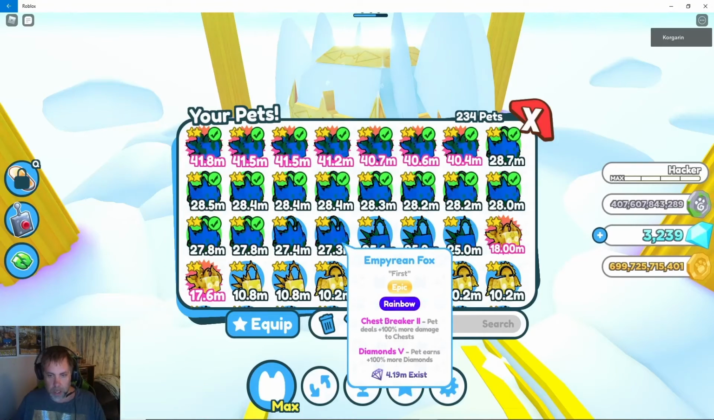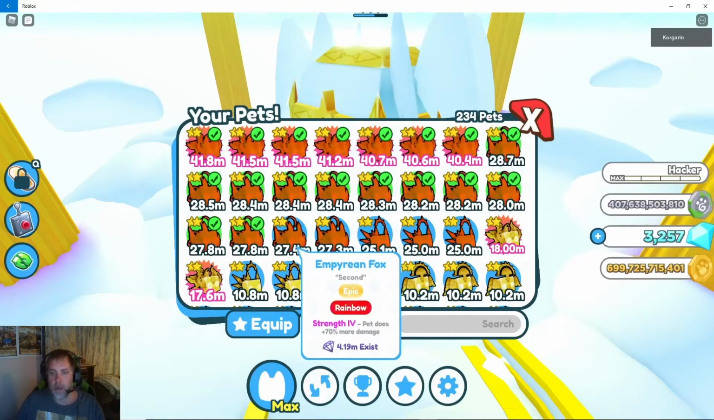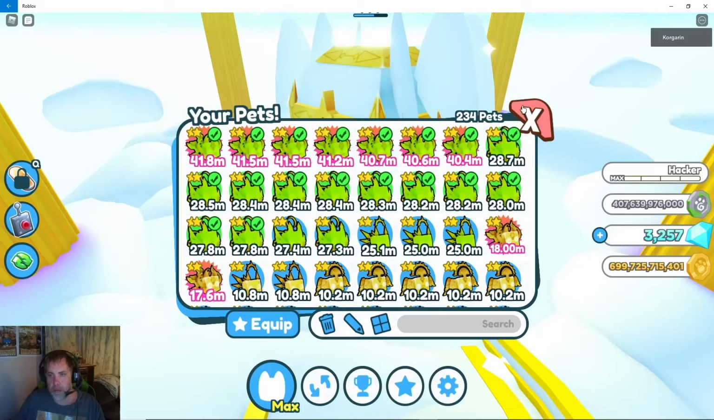This one was our first one, as we decided because of the chest breaker 2 and the diamonds on it, which is slightly better than strength 1. But after that we're just going to go from left to right.